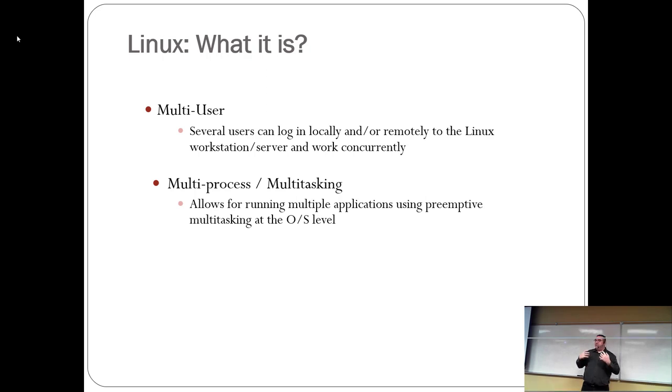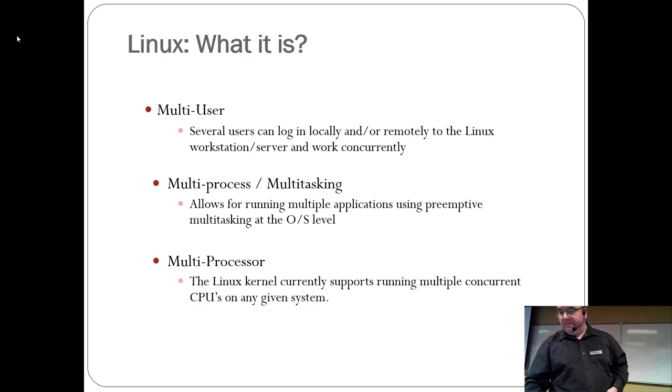And it is preemptive multitasking at the operating system level. In other words, the kernel itself, the very lowest layer of the operating system, manages the multitasking. It's not a layer above that. Like Windows, actually the multitasking happens a layer or two above the kernel. So it's much more low level. So that means it exploits the hardware a lot better to give you better performance for sharing multiple tasks.